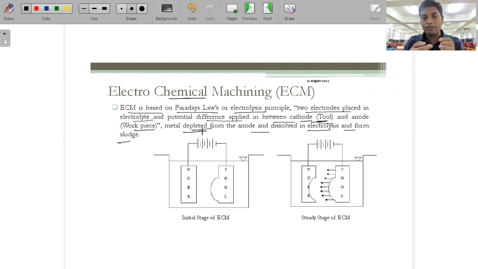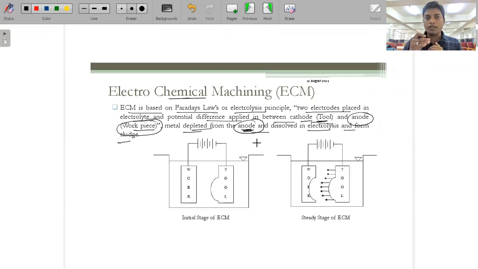The material that is removed, here we define by depletion, so the depletion rate is important here. The material is depleted from the anode part. Anode means what? The workpiece. Okay, the workpiece that we are making here.